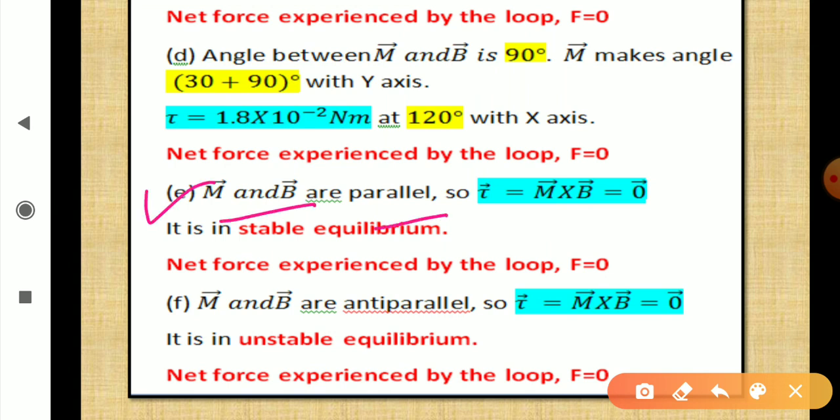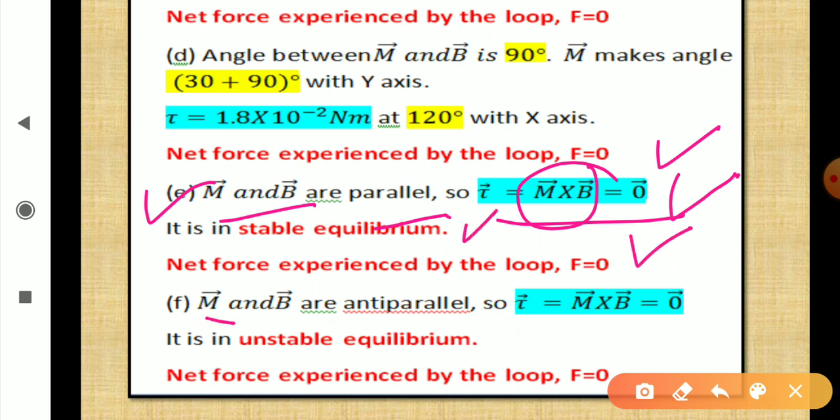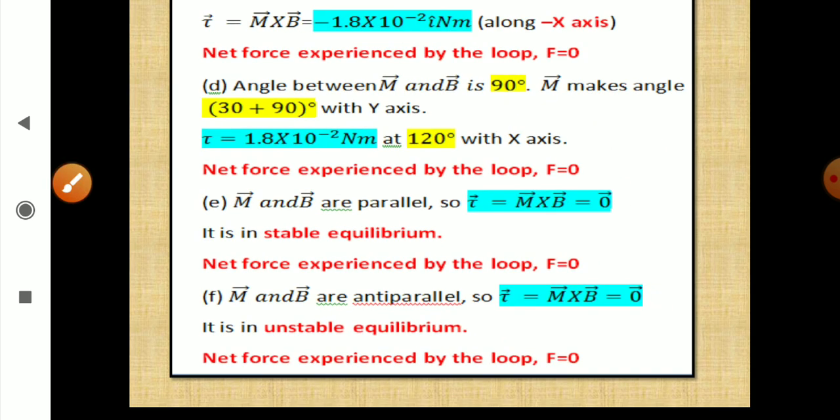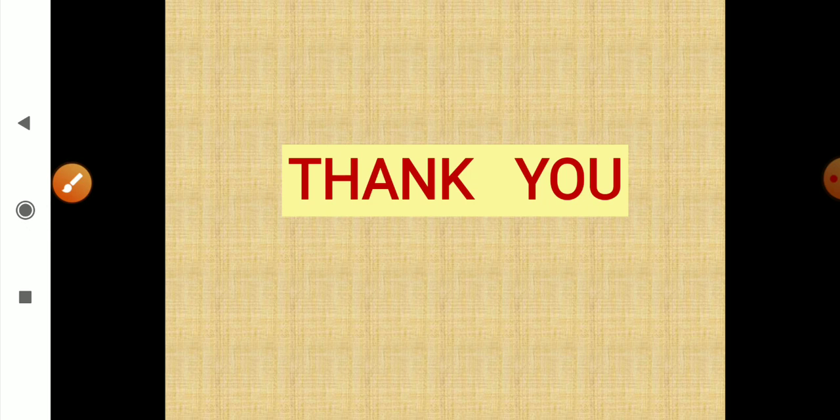M and B are parallel, so torque, M cross B, is equal to 0. You know, the cross product of parallel vectors is a zero vector. Stable equilibrium, net force is 0. Here M and B are anti-parallel, and since they are anti-parallel, the product will be a 0 vector. Unstable equilibrium. Now the net force acting on the loop is 0. So this was a really very interesting problem.